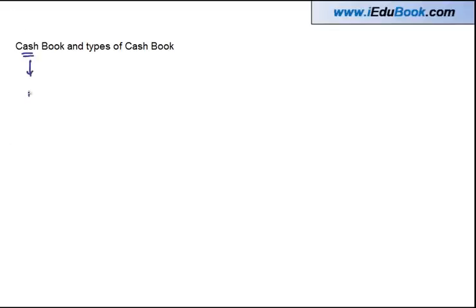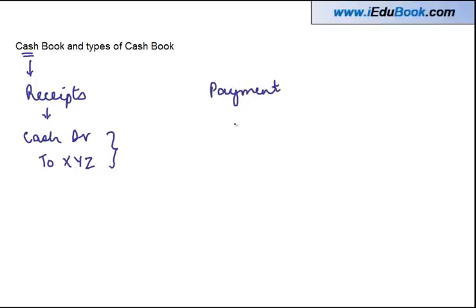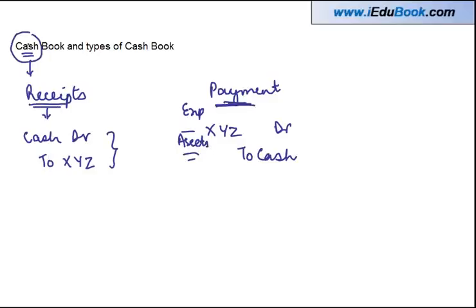Whatever receipts are there in respect of cash, and we know what the journal entry for receipts is, because when cash comes in, the asset increases, so we debit cash account to XYZ, whosoever is the party. Or any kind of a payment. Let's say you make a payment to XYZ, debit to cash. These payments can also be in respect of expenses, assets, and whatnot. So all these entries relating to the receipts and payment of cash are recorded in the cash book, right?